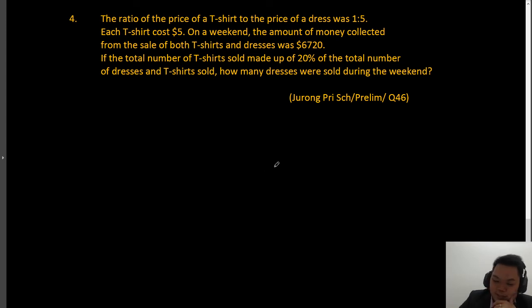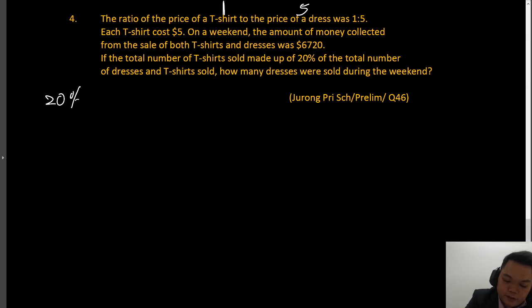Okay, let's move on to the last one. The ratio of the price of a t-shirt to the price of a dress was 1:5. Then each t-shirt costs $5, and on a weekend, the amount of money collected from the sale of both t-shirts and dresses was $6,720. So if the total number of t-shirts sold made up 20% of the total number of dresses and t-shirts sold, how many dresses were sold during the weekend?